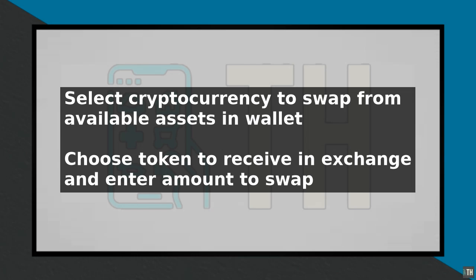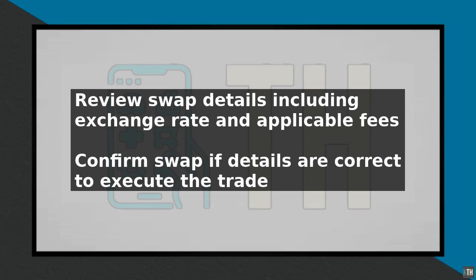your balance. Review the swap details, including the exchange rate, any applicable fees, and the estimated amount of crypto you will receive. If everything looks correct, confirm the swap. Your wallet will then execute the trade, and the new cryptocurrency will be added to your balance.